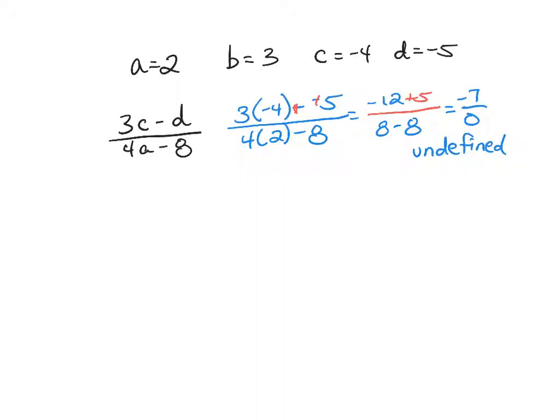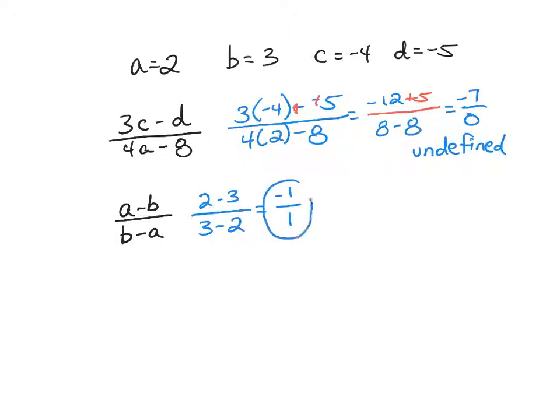One final example, A subtract B over B subtract A. If I put in the information, I'm going to have 2 subtract 3 over 3 subtract 2. And now if I just go through and solve that, 2 subtract 3 gives me a negative 1. 3 minus 2 gives me a 1. And negative 1 divided by 1 gives me a final answer of negative 1. Make sure you do not leave it written as a fraction. You can simplify that down just to a negative 1.